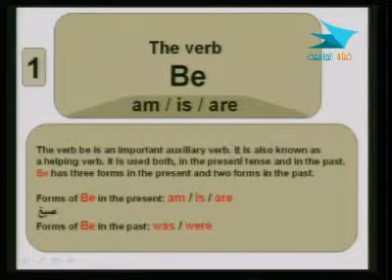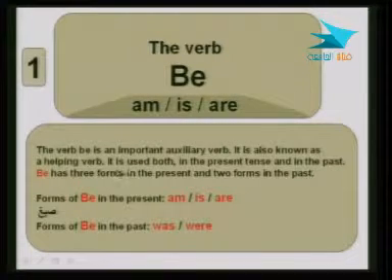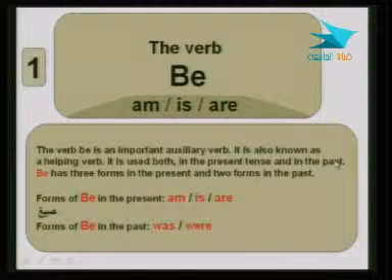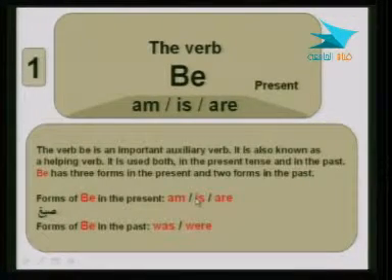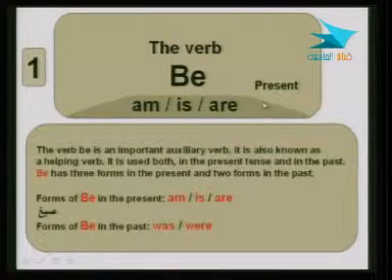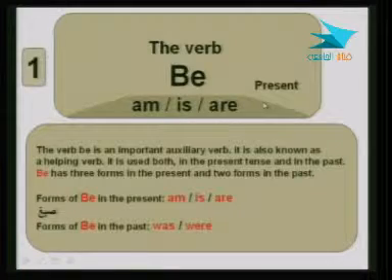All right, let's continue reading. It is also known as a helping verb. It is used both in the present tense and in the past. Be has 3 forms in the present, and they are am, is, are, and 2 forms in the past, and they are was and were. Okay, so all of this right now, these forms are in the present tense. Okay, next slide.